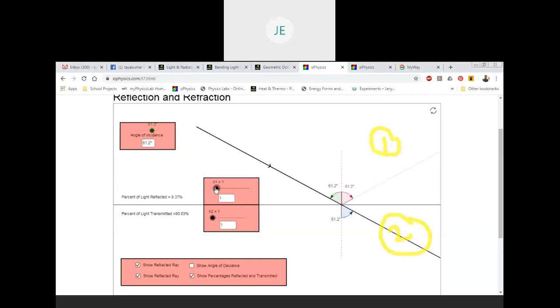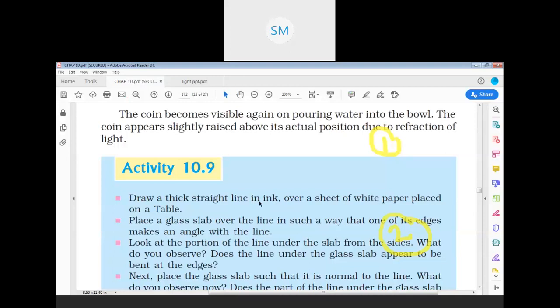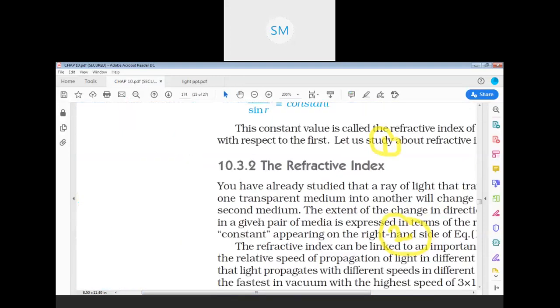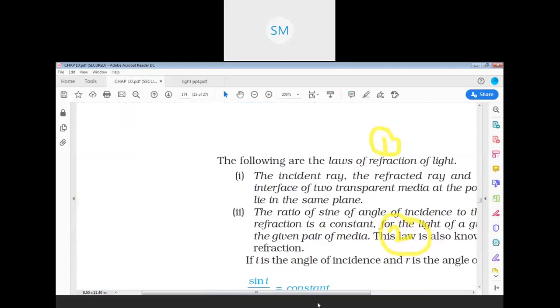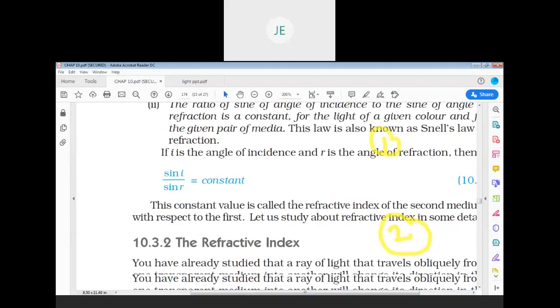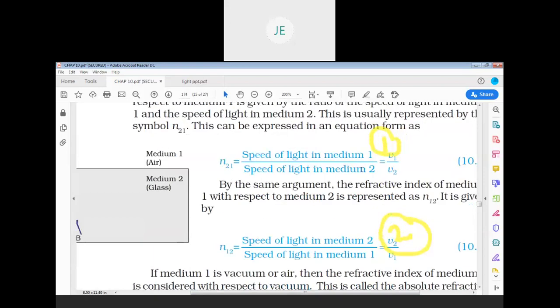Can anyone tell what you mean by refractive index? Sir, the ratio of speed of light in vacuum and speed of light in one medium with respect to the other. Yes, very good. The ratio of speed of light in one medium by speed of light in second medium is nothing but refractive index.